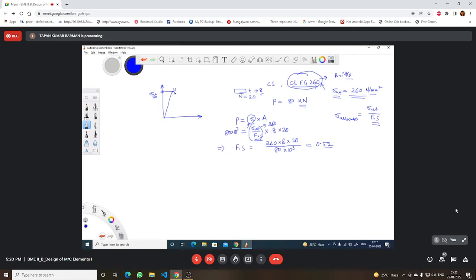When we are going for designation of the material, this is a material designation procedure. Here, there are some groups of materials. They are classified as CIFG 260. For those materials, the minimum tensile strength available in the material is 260 MPa. Understand my point?